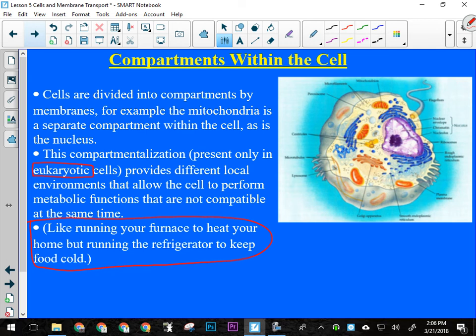So know that word, eukaryotic. The other kind of cell is prokaryotic. Those don't have the compartments. So maybe we'll just write prokaryotic, no compartments. Right, done with that one?